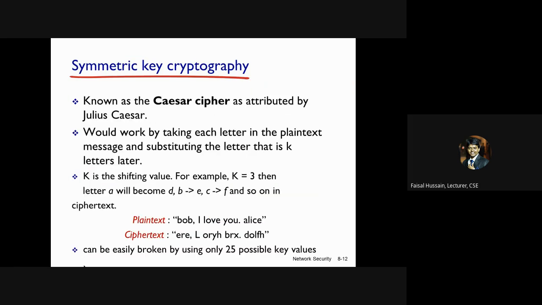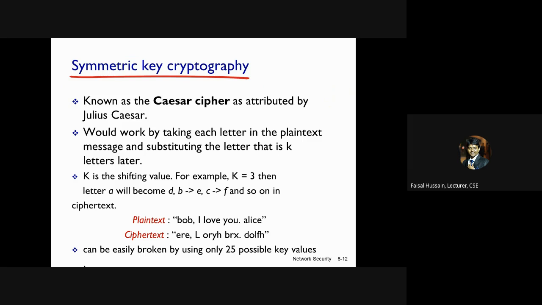So let's start with symmetric key cryptography. The first example is the Caesar cipher, which is attributed to Julius Caesar. I think he was a king, but I forgot the history. You can check it out. The history is not the focus of our syllabus, but we need to know how the encryption process works.